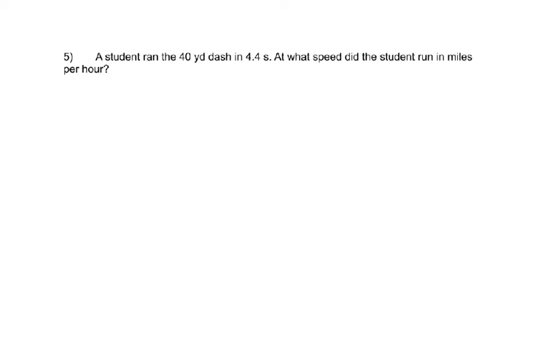Let's look at the next one. In this next one, it says a student ran a 40-yard dash in 4.4 seconds. At what speed did the student run in miles per hour? So this is a little bit more complicated, but we can handle it fairly simply. We know that we have 40 yards, and because I do have a unit in the bottom, I'm going to put 4.4 seconds. I'm going to write it as SEC so that it can really tell that it's seconds.